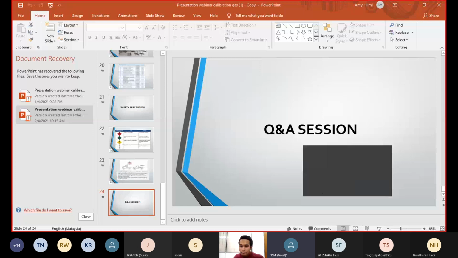Okay, Cik Zul. Another question. What are the possible hazards that can happen? I think this question relates to what possible hazard during calibration or use of the calibration gas.